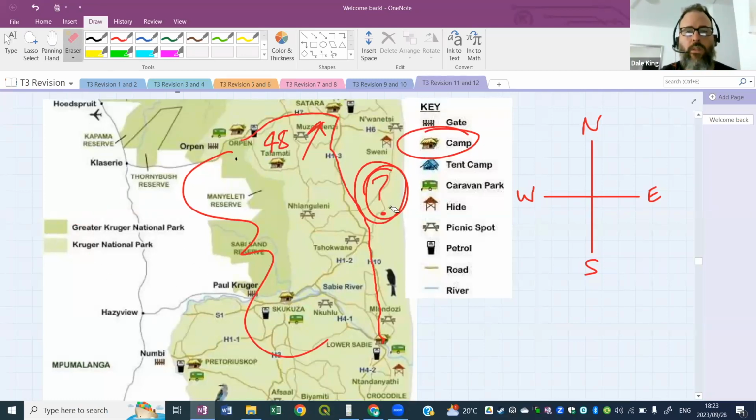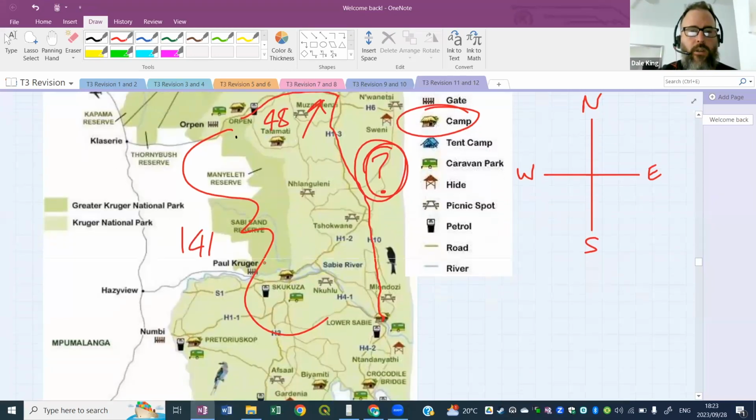All right, so if we knew what this distance was over here, if that was on the table, we could confirm, because you just add those two up and they must equal 141 based on the table. But we don't have that in the table, so we can't really confirm. Sorry, guys, that's a bit frustrating.